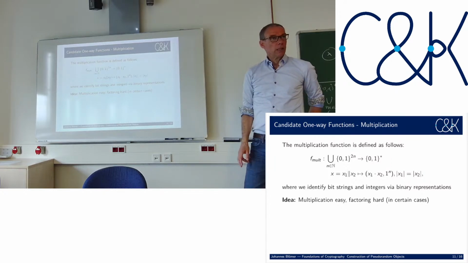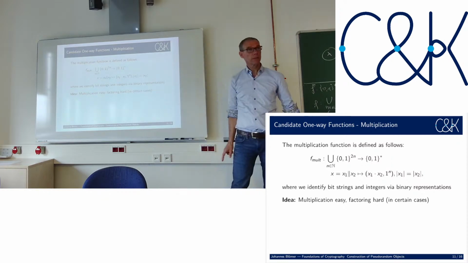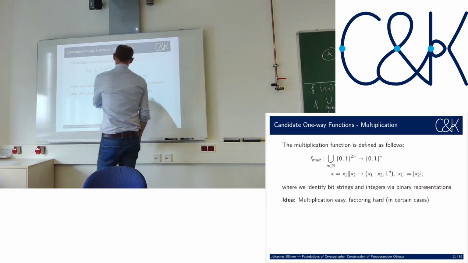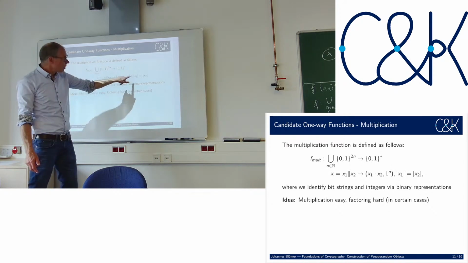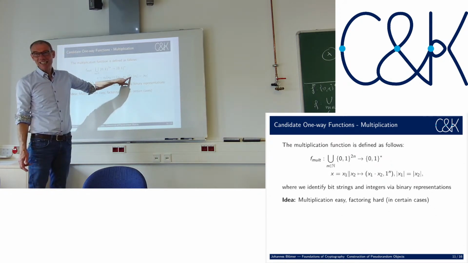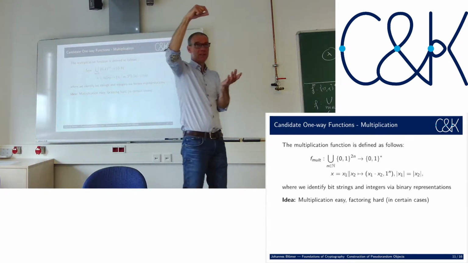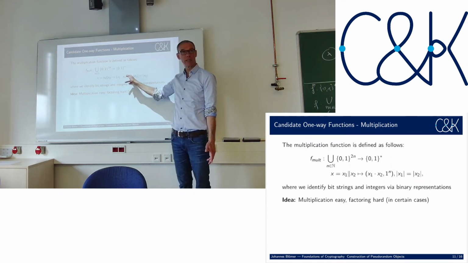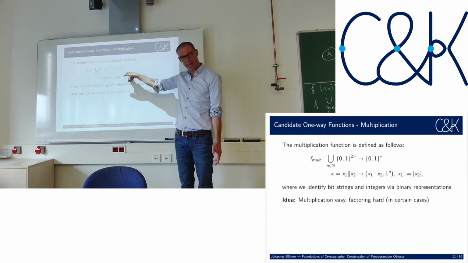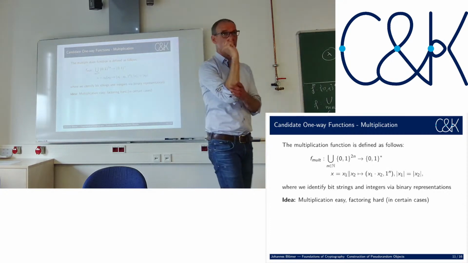Okay. So now what does it mean to invert this function? To invert this function means you get just the product of two things, and then you have to find the two components. But because of this 1 to the n, you have to find the components of the same length. That's why this 1 to the n. So I tell you this here: I want two components in my preimage of length n.